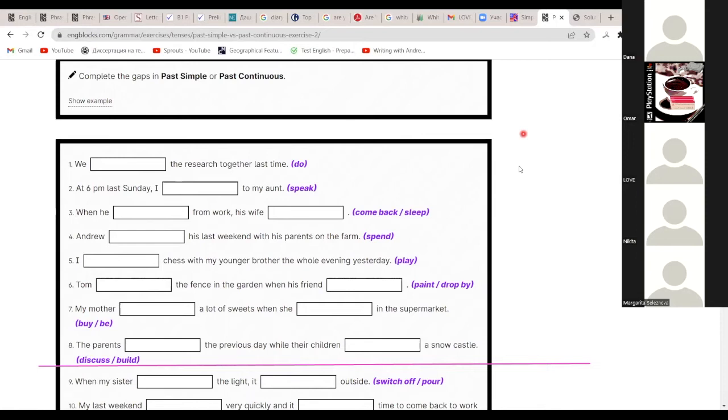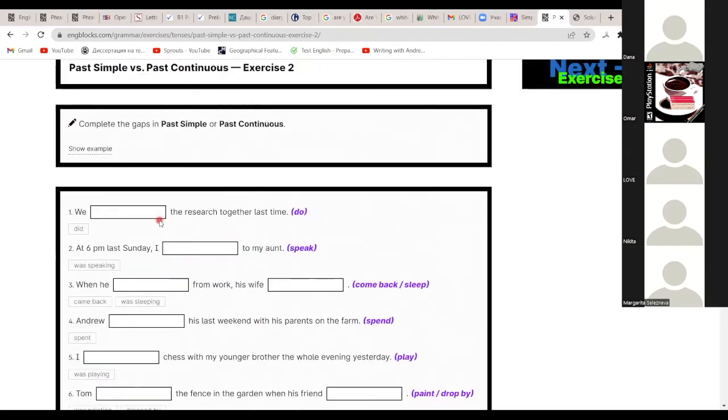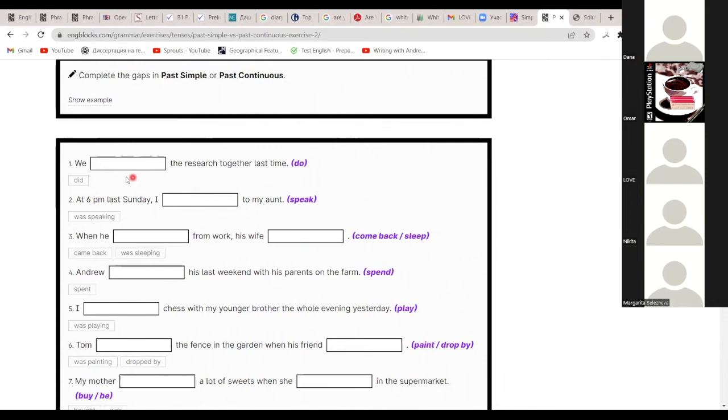Spent с буквой T, а И остается прежней. Не меняется. Ну, ладно, давайте проверим. Не будем уже вписывать, если вы не возражаете. Тут, по-моему, есть функция ответов сразу. Вот здесь, первым. We did the research together last time.